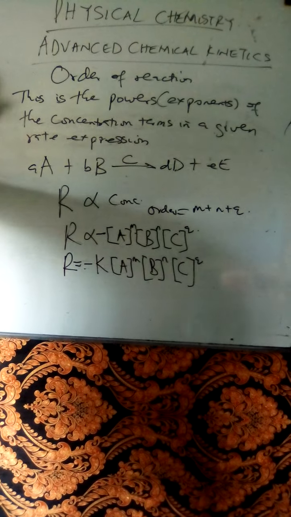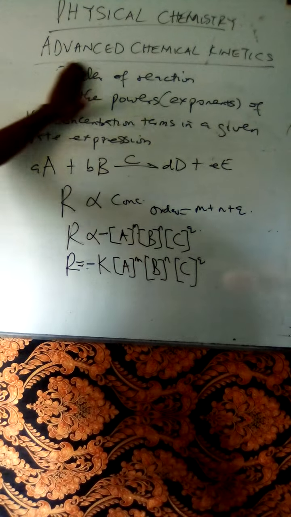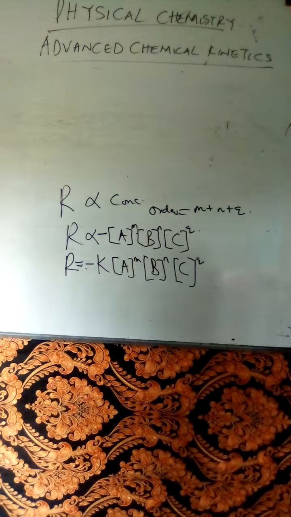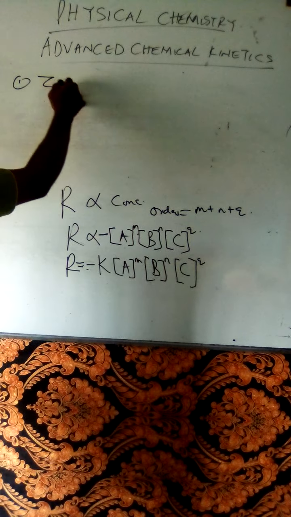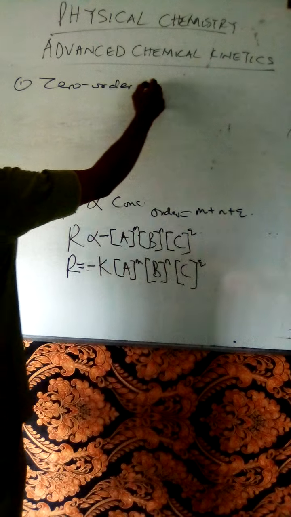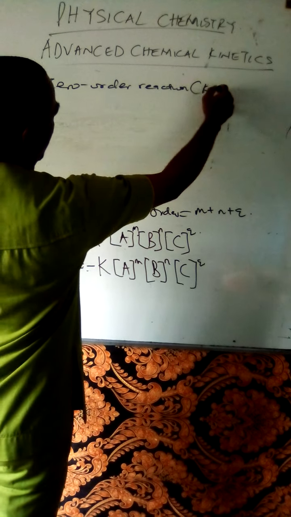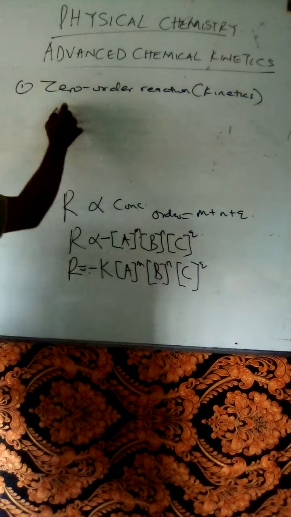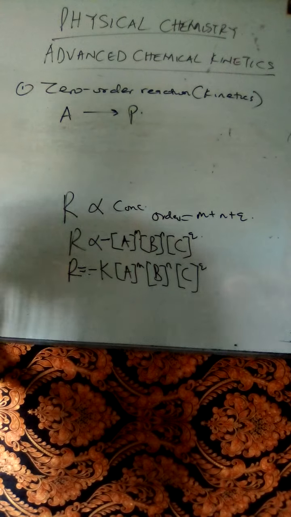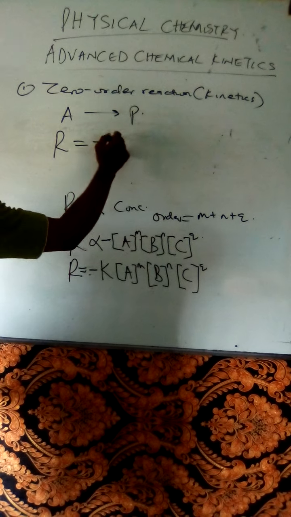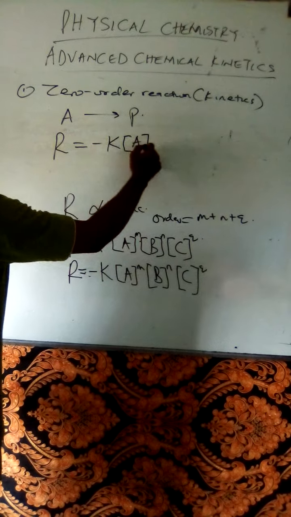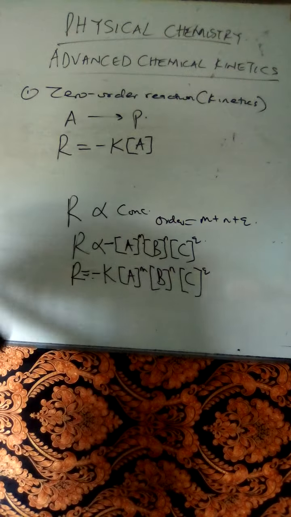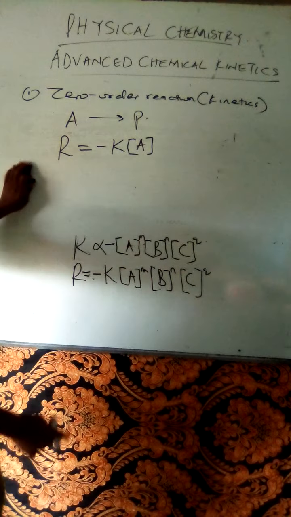Okay, having understood that, we now go to different types of reaction order. We have zero order reaction, or zero order kinetics. So in zero order reaction, you have this expression A going to B, and then the rate expression equal to k, then concentration A, varying directly as concentration. Negative sign is used because it is expressed in terms of reactant. In zero order reaction, the concentration is raised to power 0.